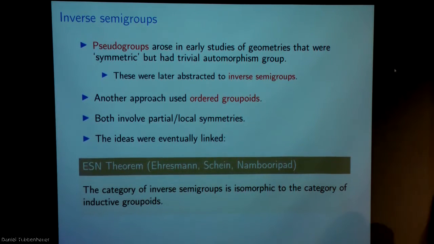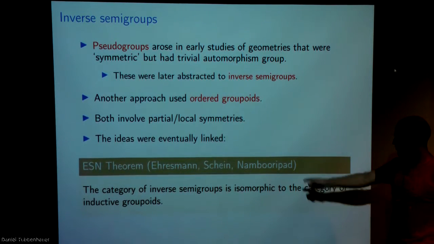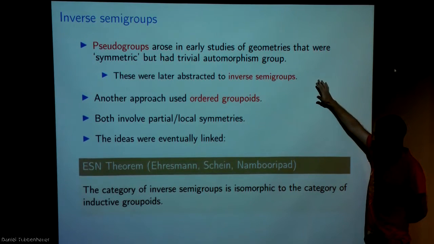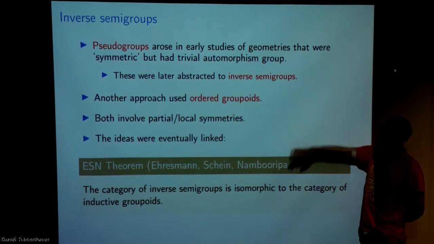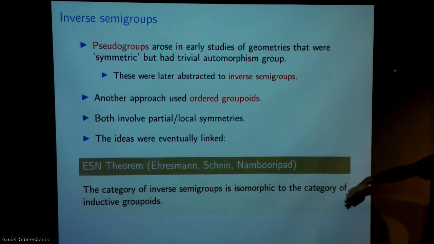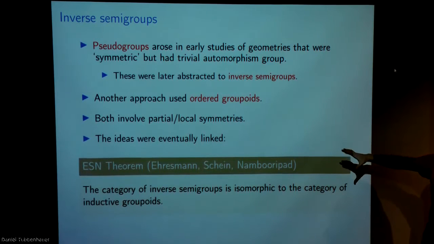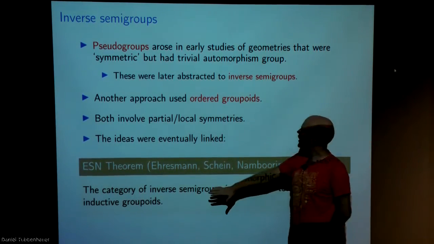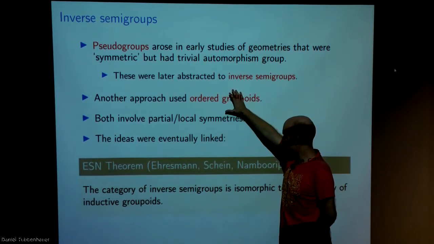And this result that's now known as the ESN Theorem, named after these three mathematicians, states that the category of inverse semigroups, looking at things this way, is isomorphic to the category of a certain class of ordered groupoids that are called inductive groupoids. So I'll tell you about the meaning of all these words and explain how this theorem works shortly. But this is kind of a culmination of many people's ideas. So Ehresmann was one of the people that was looking at things with the groupoid approach.